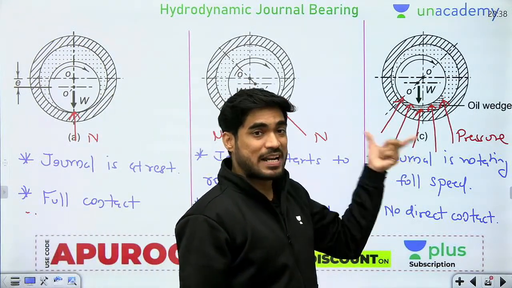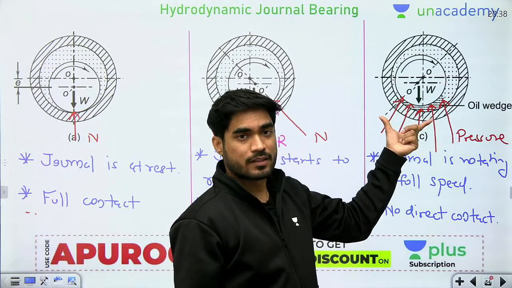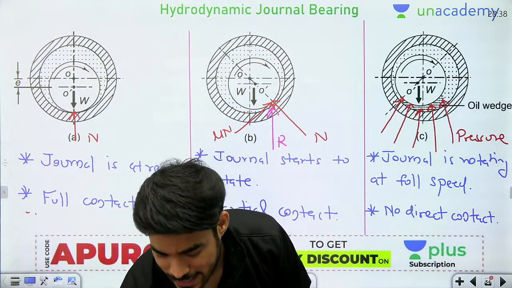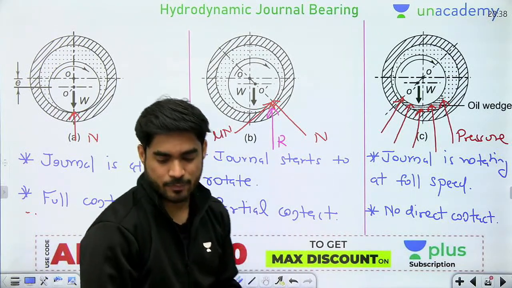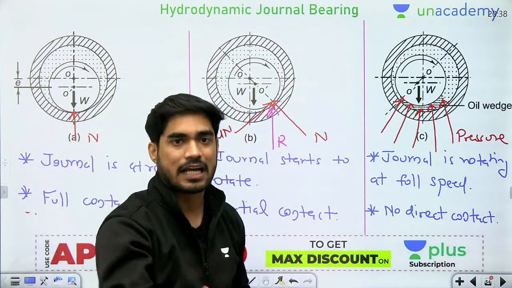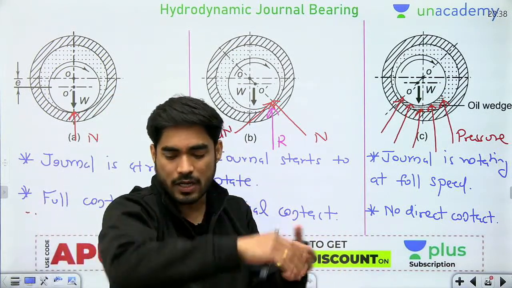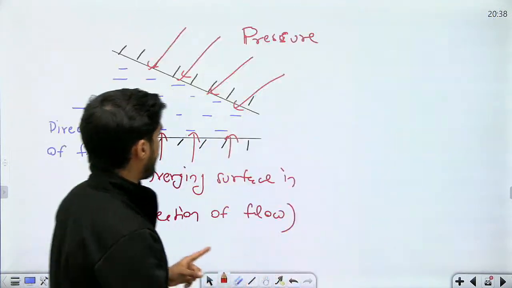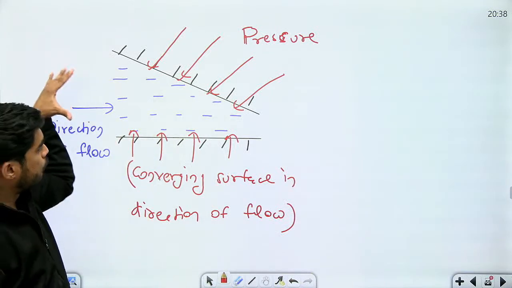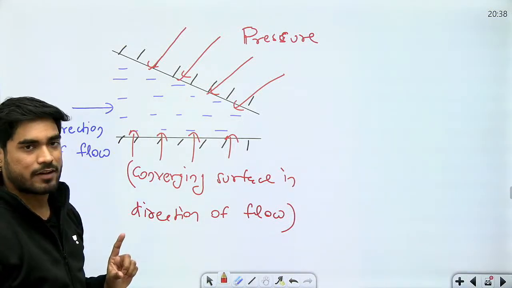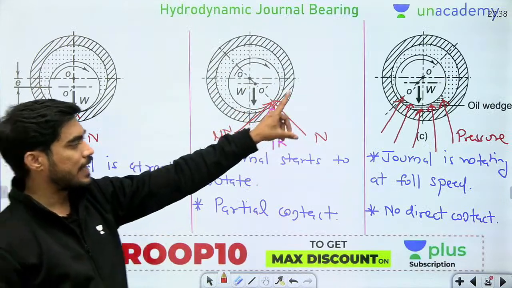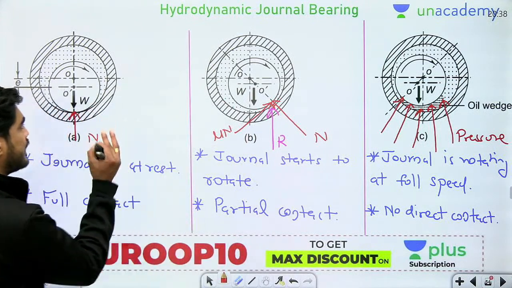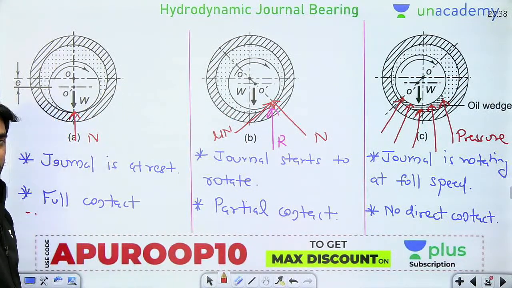But here the pressure which is built in the lubricating oil is supporting the load. And this pressure is created due to what? It is created because the fluid is flowing in the converging surface, in between two converging surface. ठीक है, तो इस टाइप का केस बन रहा है. The fluid is flowing in between two converging surface, so that's why the pressure is created, which is supporting the load. So do you understand these three stages of journal bearing?